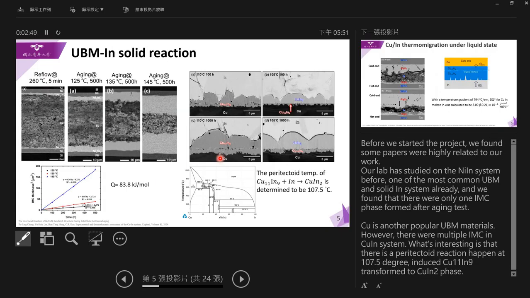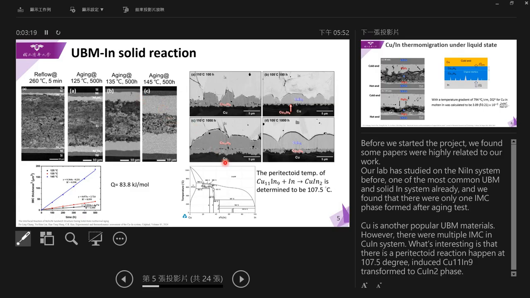Before we started the project, we found some papers highly related to our work. Our lab has studied nickel-indium systems before, and nickel is one of the most common UBMs in solid indium systems. We found that only one IMC phase, the nickel 3 indium 7 phase, formed after the aging test, and we also observed that no Kirkendall voids formed at the interface.